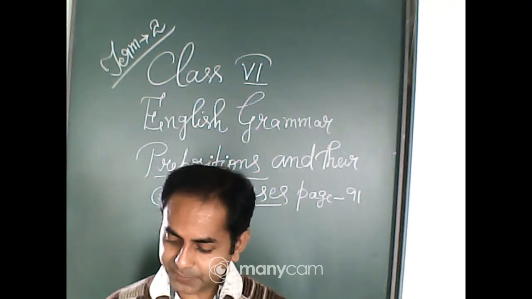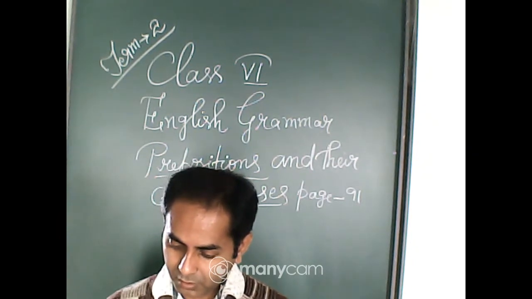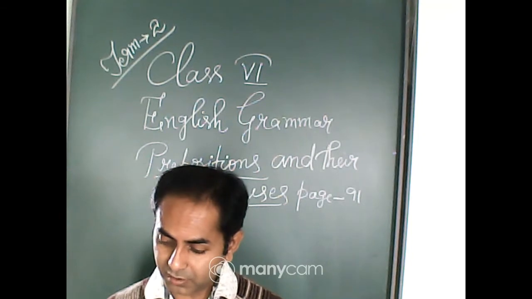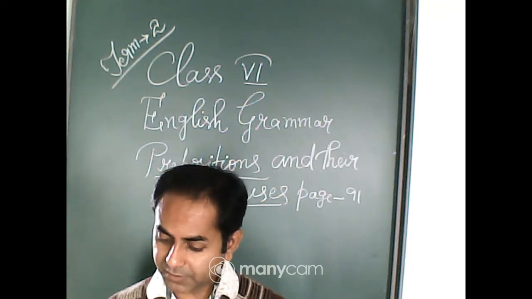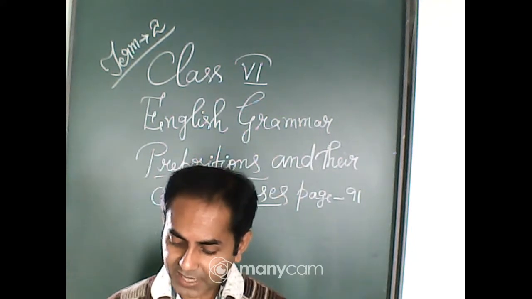The chair is beside the table, at the side of the table. Okay. Now, which chair do they want to mean? So many chairs are here. According to this picture, the chair is beside the table. Which chair do they want to mean? Achha, use of beside and besides.